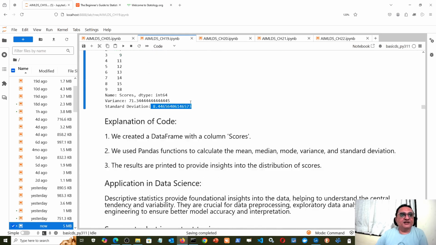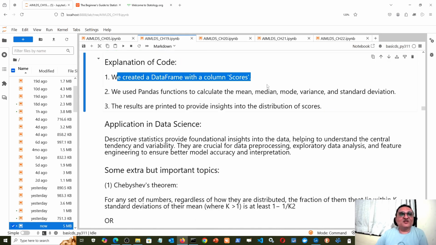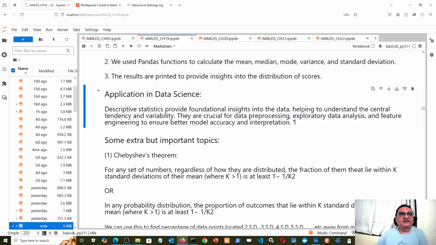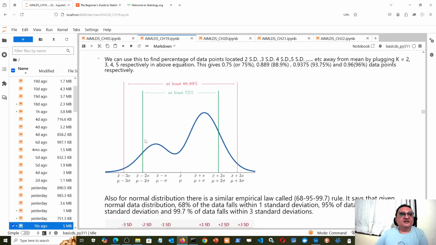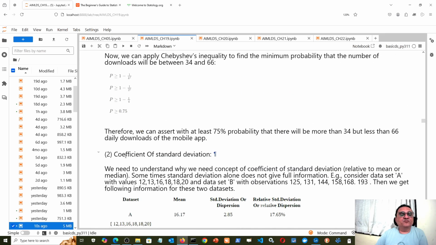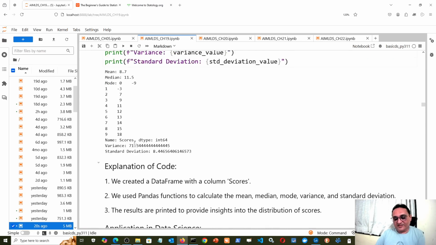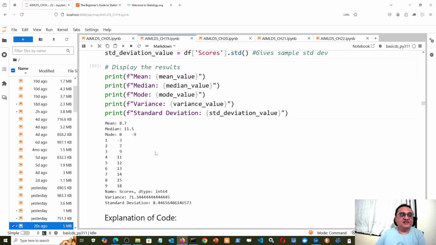Here I will save these only because, okay, this is the explanation of the code. There is nothing much to explain here. And what is the application of this? That part and Chebyshev's theorem we will do later on. Okay, that means in the next lecture. So thank you, and we'll meet in the next lecture.